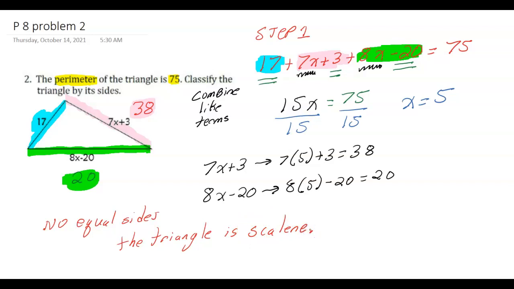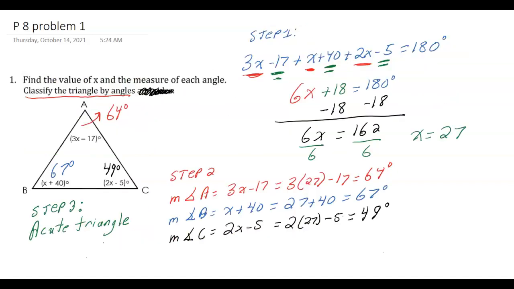So for problem number 2, all three sides add up to the perimeter, in this case, which is 75. In contrast, for problem number 1, all three angles add up to 180. So I'm going to give you some practice problems on this now.